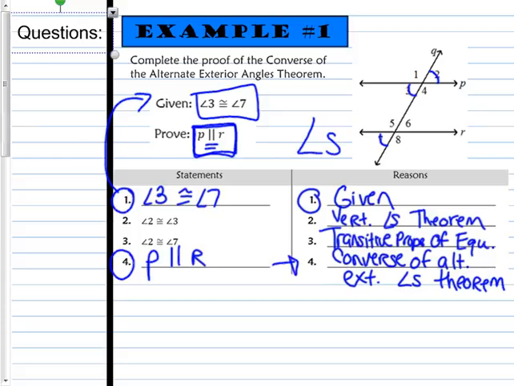And so our notes in 2.3 talked about what the converse of the alternate exterior angles theorem was. So if you need to pause this video and look back to read it, you can. The converse of the alternate exterior angles theorem basically says that if the alternate exterior angles, 2 and 7 are an example, are congruent, then the lines are parallel. So since 2 is congruent to 7, P is parallel to R. That's according to the converse of the alternate exterior angles theorem.